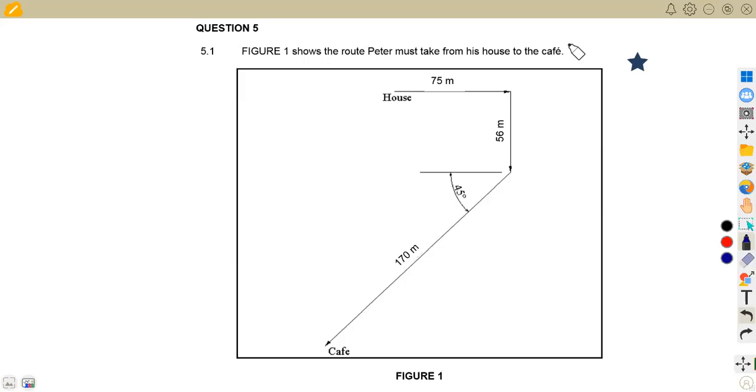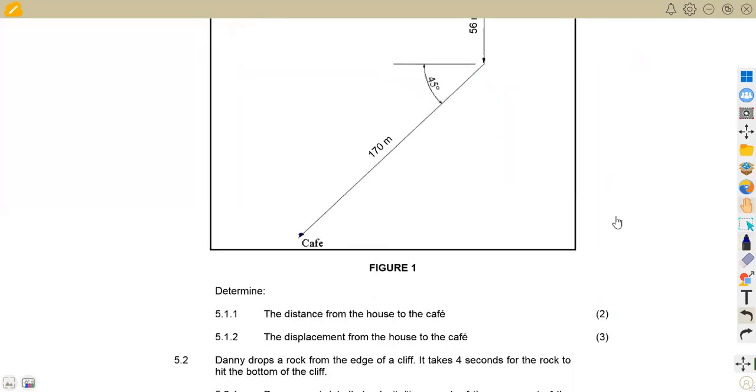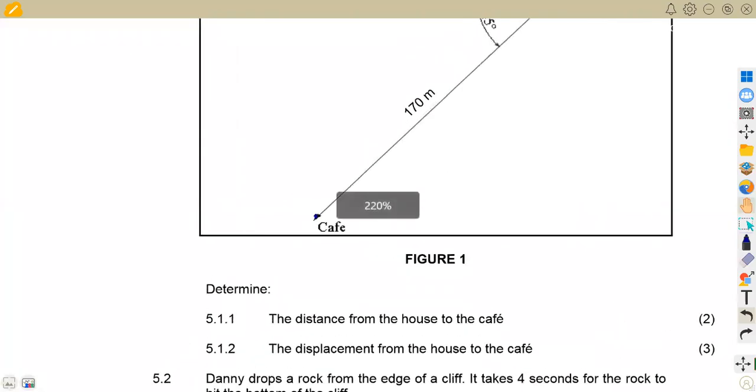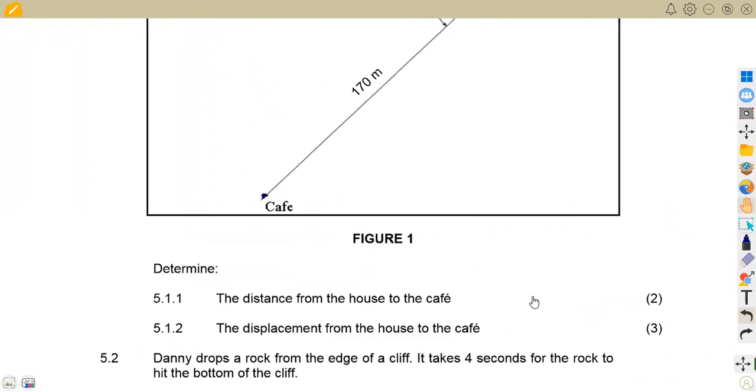That is on Dynamics, section B. On question number 5, we have a question that we want to discuss here, where we are given that Figure 1 shows the route Peter must take from his house to the cave. This is the route from his house, from this point up to the cave at this point. We are given the distances of 75 meters, 56, then 170. The first question is to determine the distance from the house to the cave. That is 2 marks.